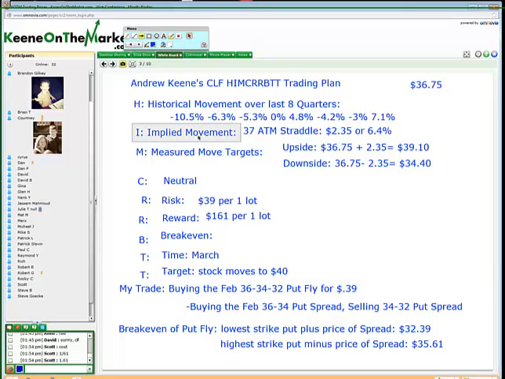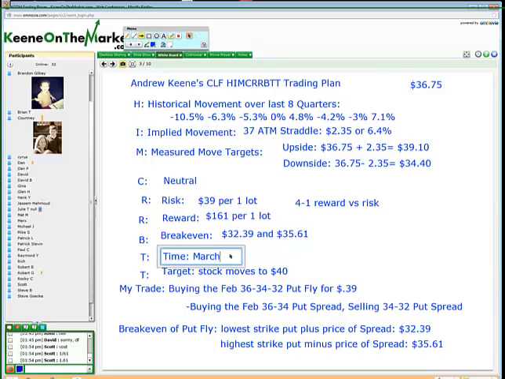So on this trade, my risk is $39. My reward is $161. This gives me a 4-to-1 reward versus risk setup. My break evens, we just went over those, are 32.39 and 35.61. My time period is February, and my target is the measured move target to the downside, which is $34. So my target is that $34 level.